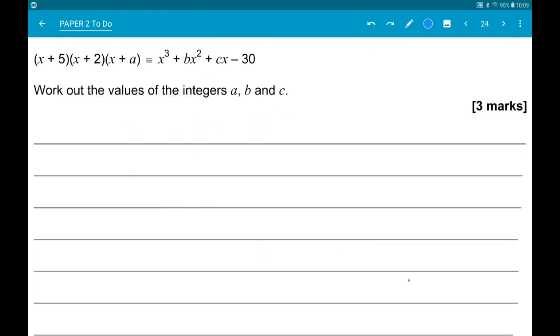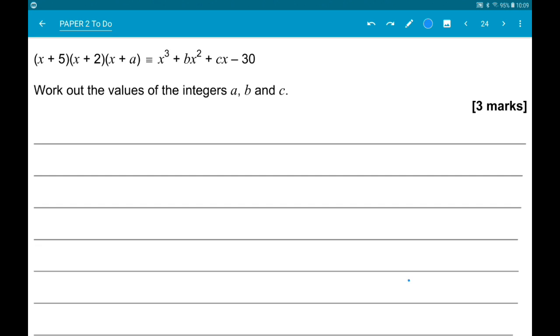Okay, number 26, we have an identity. So x add 5 times x add 2 times x add a is identical to x cubed add bx squared add cx minus 30. Work out the values of the integers a, b, and c. So, the 3-line equal sign is an identity. We're not trying to solve. What we need to do is make the left-hand side identical to, so exactly the same as the right-hand side.